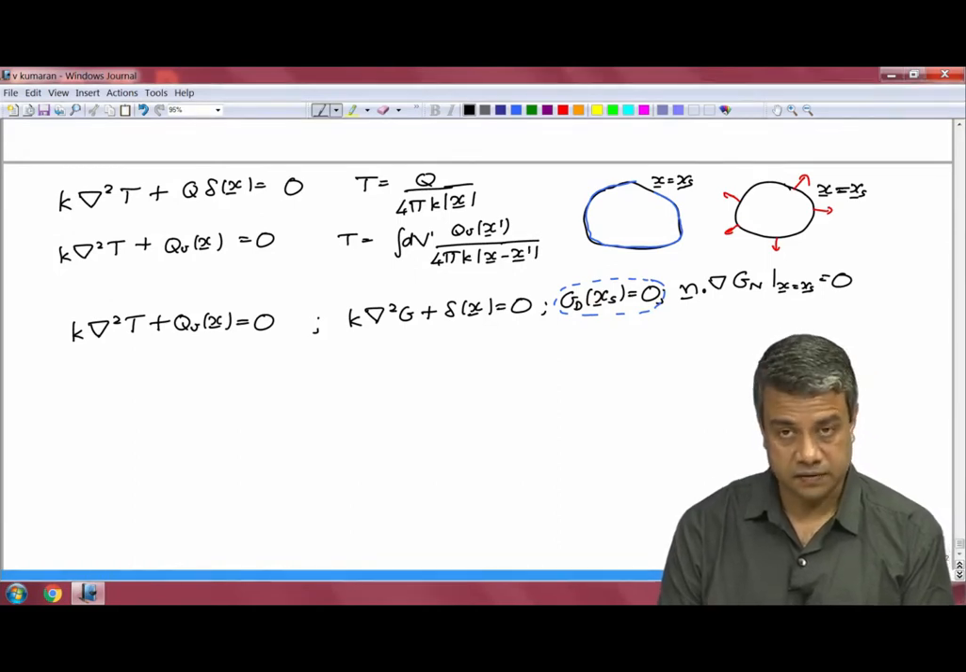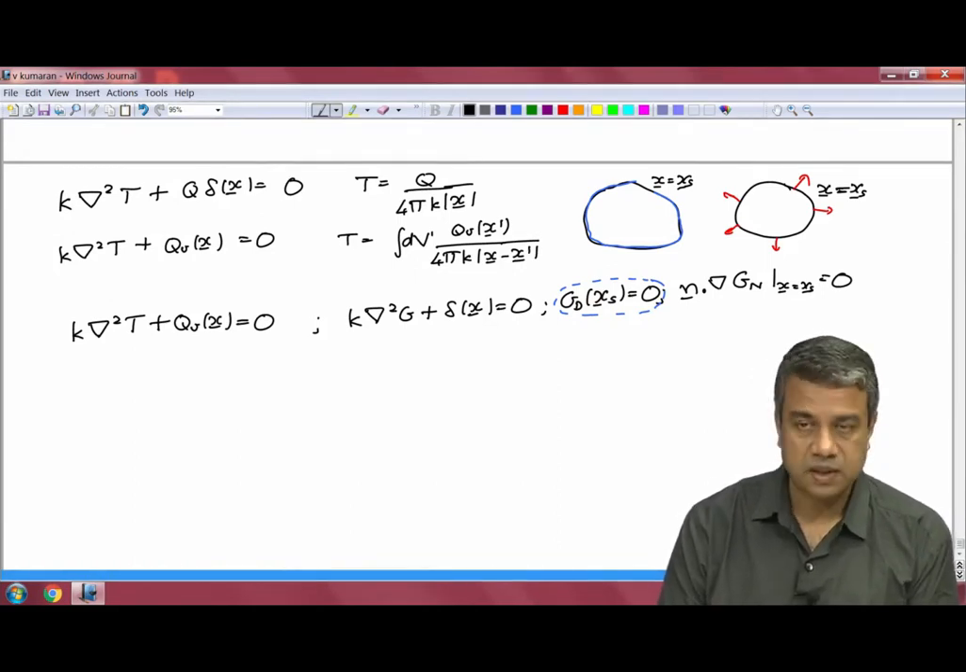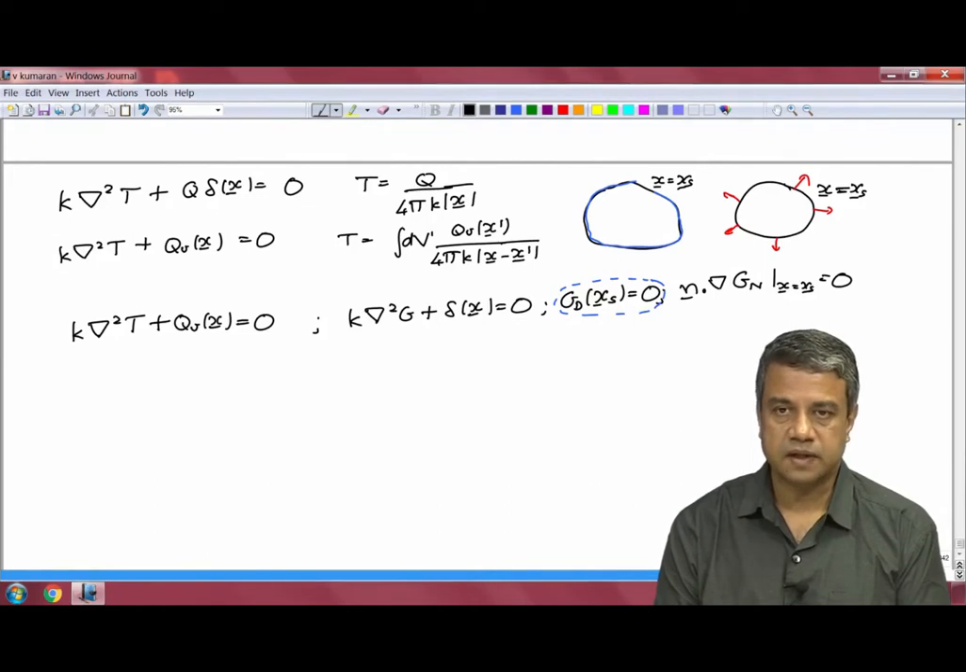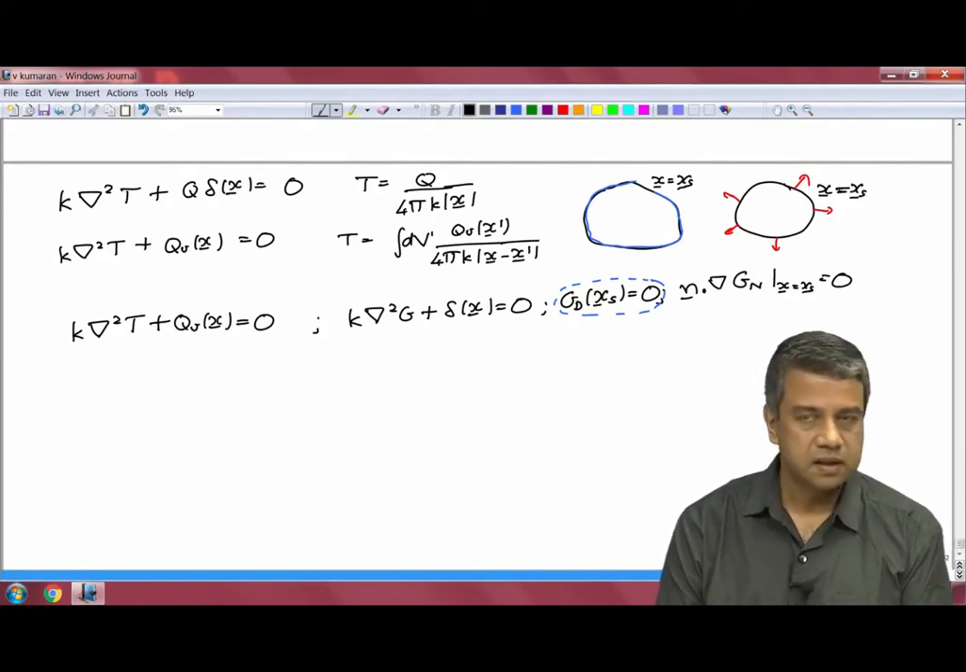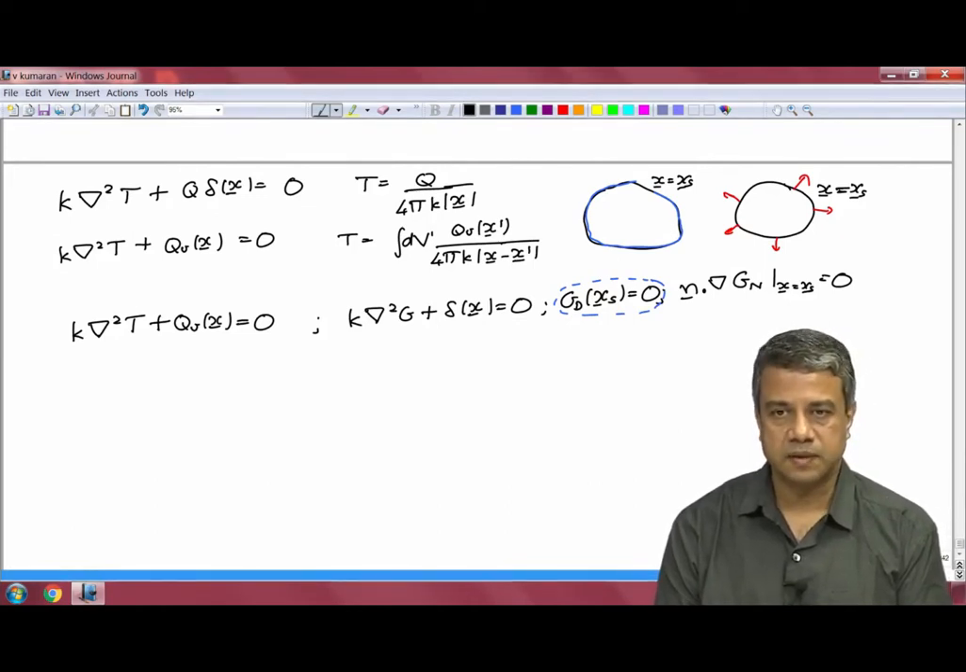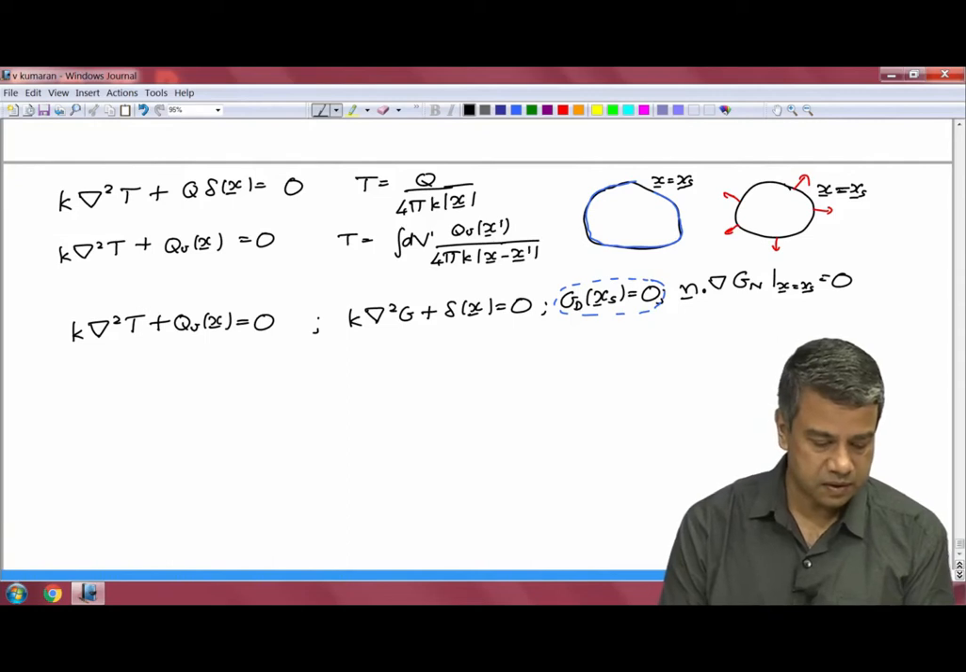This is for the Green's function. I also have boundary conditions specified for the temperature field. This Green's function is just an imaginary construct in order to determine an equation for the temperature field, and I will show you how this is done.